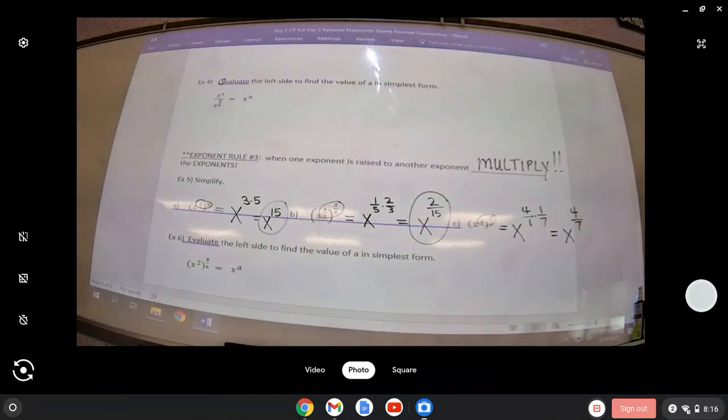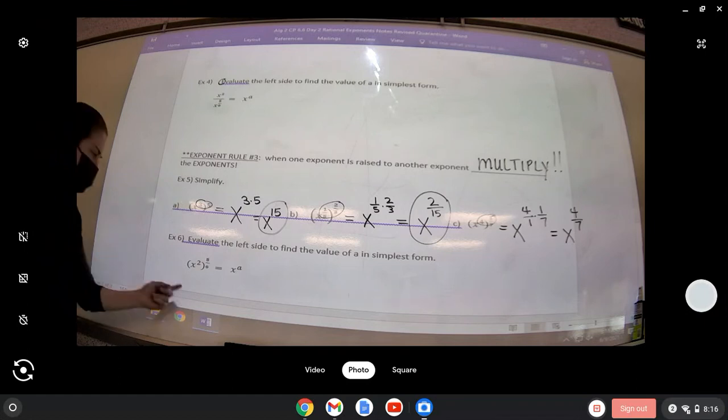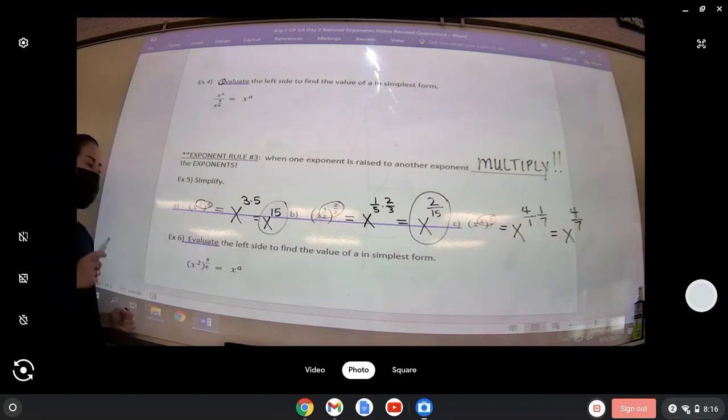Always make it a fraction with a fraction. Don't leave it as a whole number times a fraction. Give yourself a top and a bottom. All right, last one. This is how your homework could look. Evaluate the left side to find the value of a in simplest form.